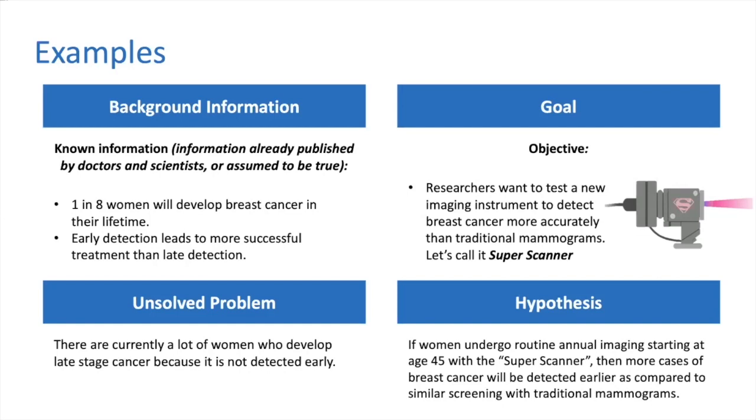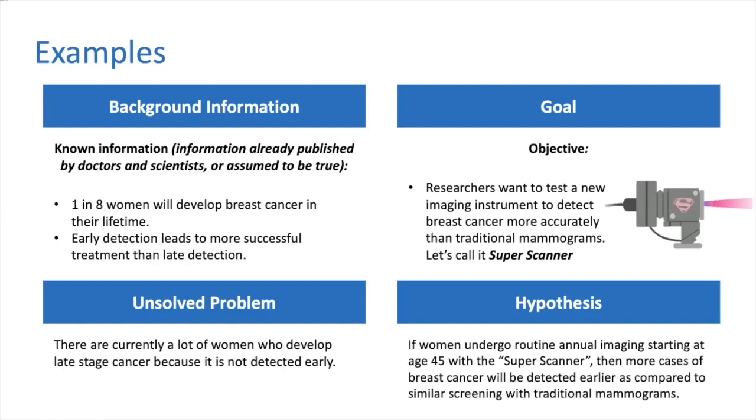Here's our objective. Researchers want to test a new imaging instrument, it's hypothetical, to detect breast cancer more accurately than traditional mammograms. Let's call it, for the purpose of discussion, super scanner. And there's the little picture of it to the right.